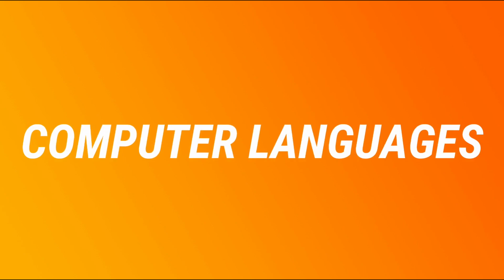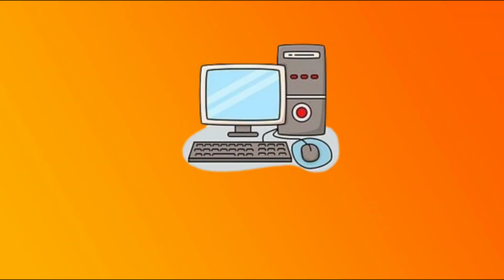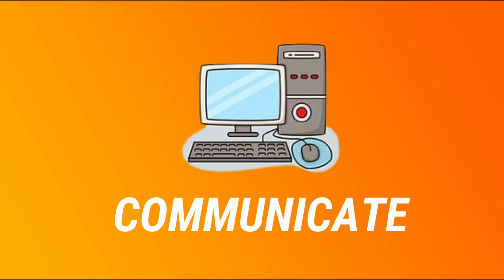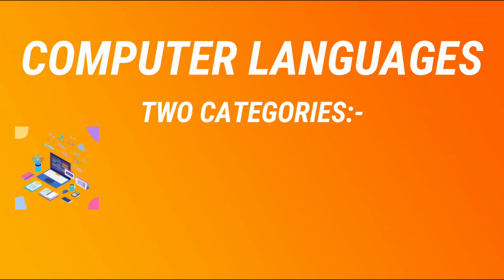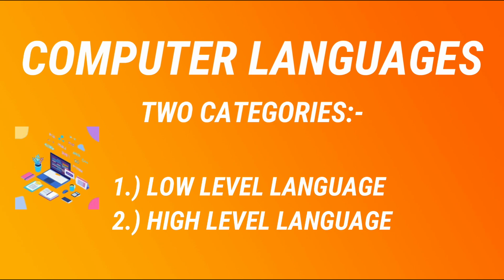Now we move on to computer languages. In order to communicate with the computer, the user also needs to have a language that can be understood by the computer. So, for this purpose, different languages are developed to perform different types of work on a computer. For that reason, languages are divided into two categories. First is low-level language, and second is high-level language.